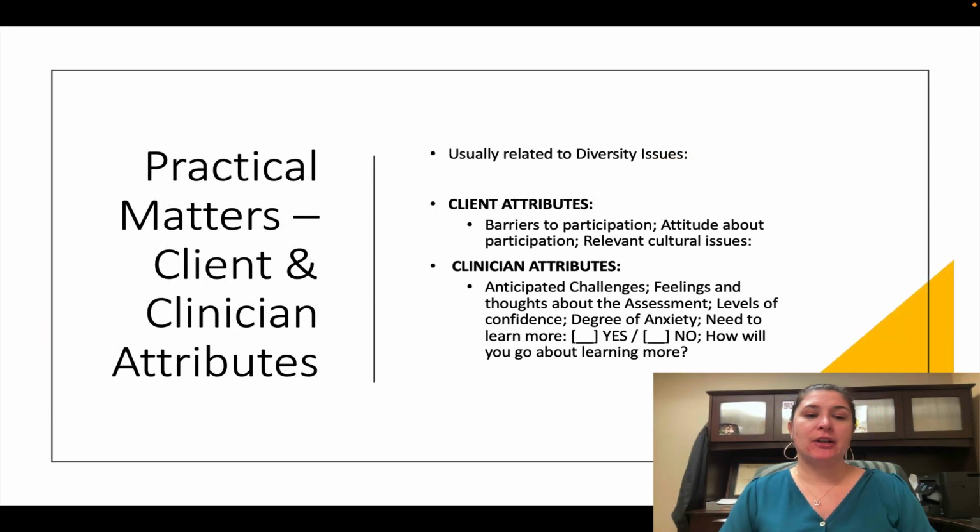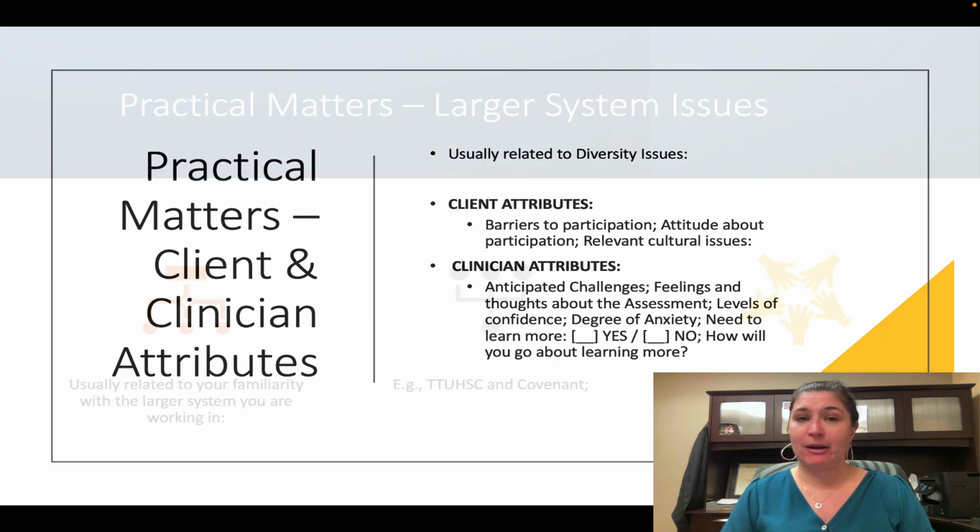There are also practical matters when it comes to client and clinician attributes. Usually this is related to diversity issues. Client attributes can be their barriers to participation, attitudes about participation, or other relevant cultural issues. Clinician attributes can be anticipated challenges, their own feelings and thoughts about the assessment, levels of confidence or degrees of anxiety, whether they need to learn more, or how they go about learning more.